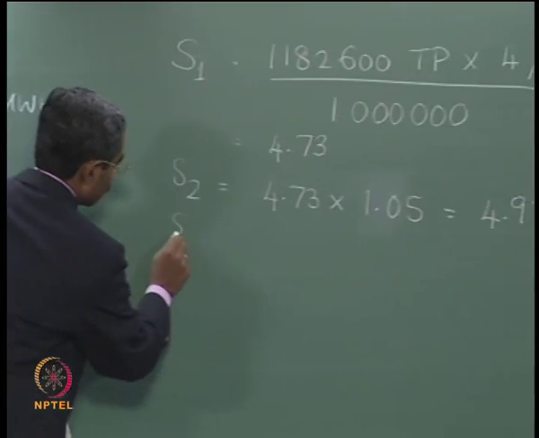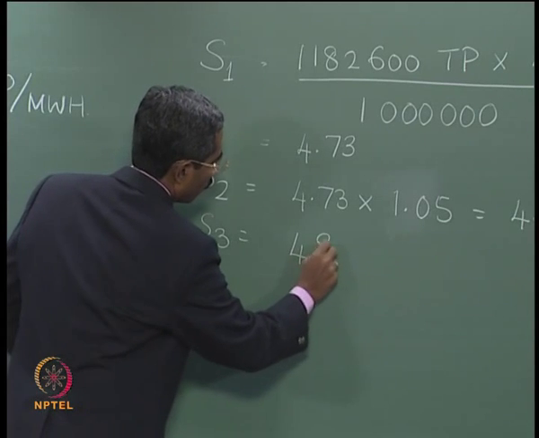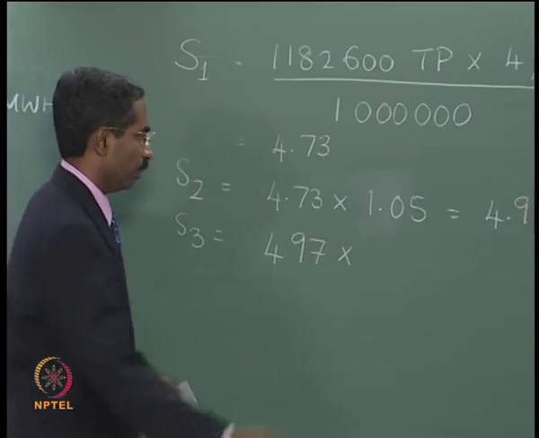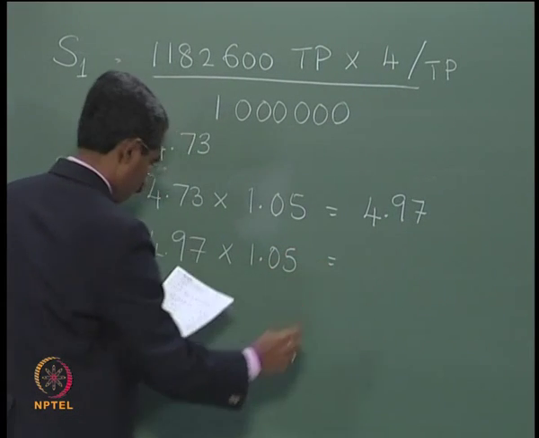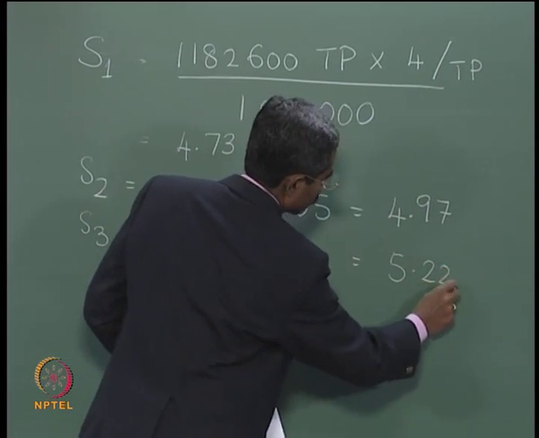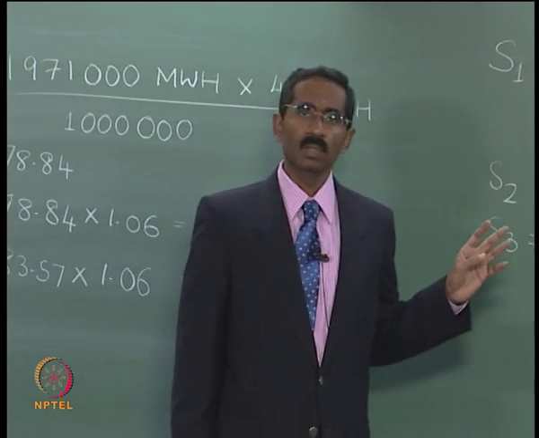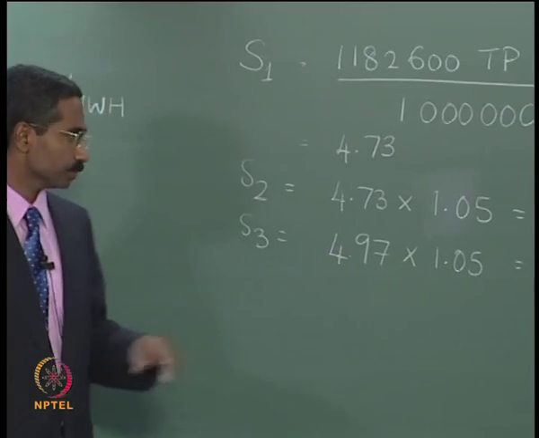And revenues from generation of steam in year 3 is very similarly 4.97, which is the revenues generated in year 2, multiplied by the escalation factor 5%. This will give you 5. So we will have to determine the revenues from steam for each of the years.